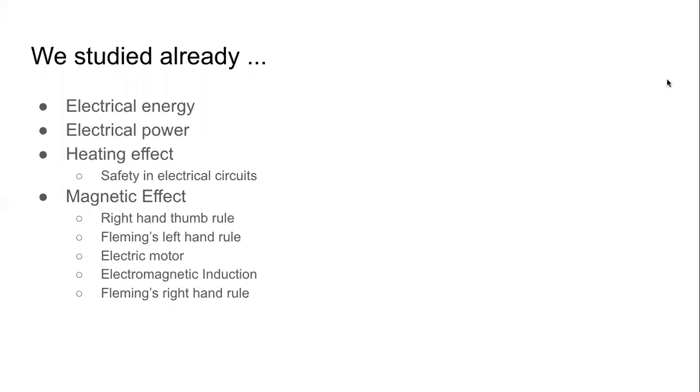Then this is the main part of the chapter. The longest part of the chapter is the magnetic effect of electric current. We understood the right hand thumb rule. We understood Fleming's left hand rule. We understood how the electric motor works. In the last class, we understood what electromagnetic induction is. And then we understood what Fleming's right hand rule is. That is what we have studied.